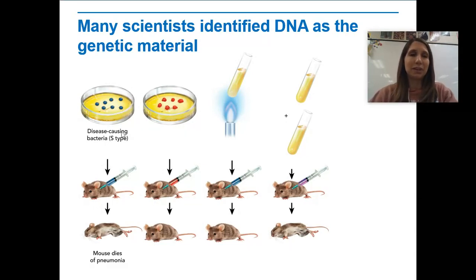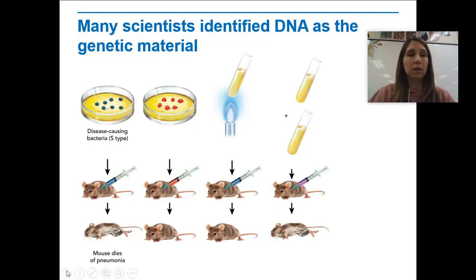So the S type is here. S type causes disease, and S type also generally causes death. And so you can see if you just inject a mouse with bacteria that is the S type, the more dangerous form, then the mouse will eventually die of pneumonia, as expected.